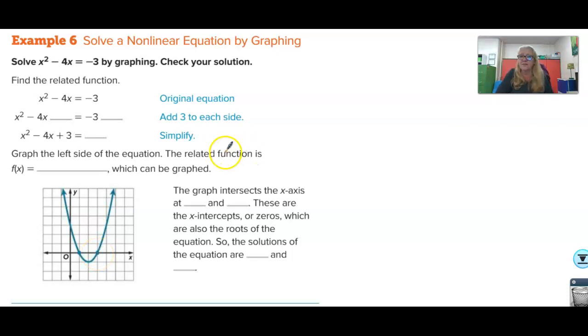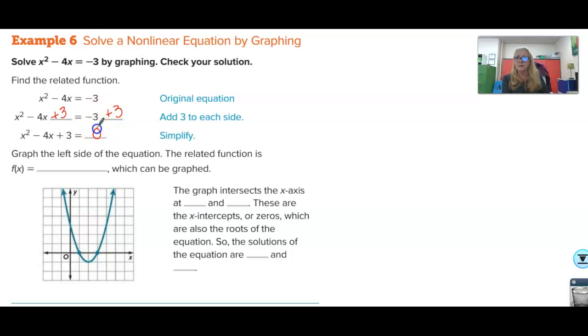It's very distracting. So now we have a nonlinear equation, and they're going to ask you to graph it. Now, luckily, they've given you the graph. You have not learned to graph parabolas, so you would either have to plot x and y points on a table or perhaps use your Desmos graphing calculator to find this. They've given us the equation x squared minus 4x equals negative 3. Okay, we need to get rid of everything on the right-hand side, so we're going to add 3 to both sides.